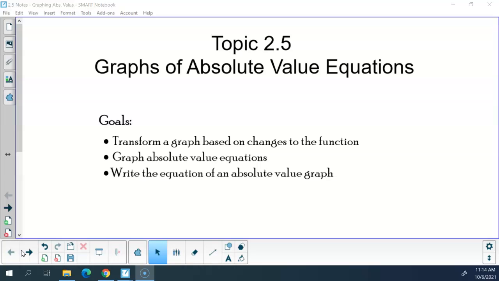Okay? Later on, our goal will be, and this is going to be tomorrow, I'll give you the graph. You're going to give me the equation of the graph. Okay? So that's what's on tap for tomorrow.